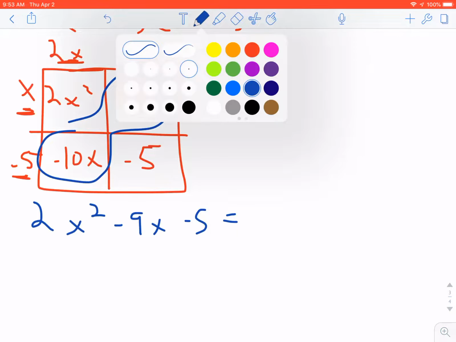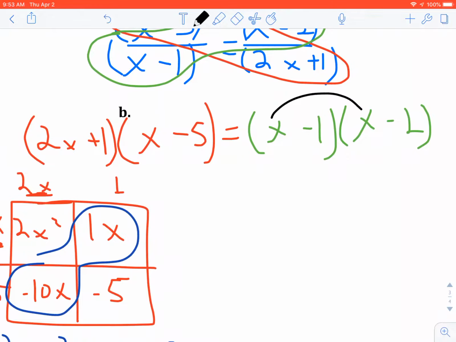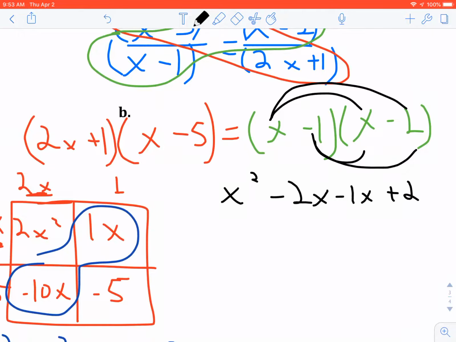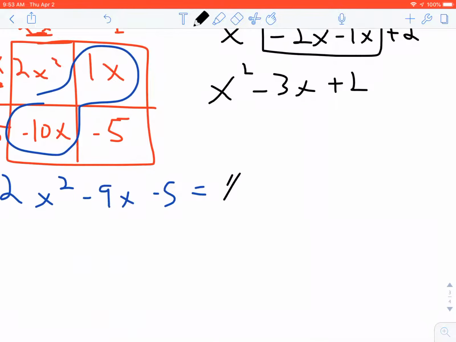And for the right-hand side, I will FOIL. So first, x squared, outer, negative 2x, inner, negative 1x, and a positive 2 there for negative 1 times negative 2 for your last terms. Combine your like terms in the middle here, negative 3x plus 2. So that comes down here. So I have x squared minus 3x plus 2. So now, I have to factor.